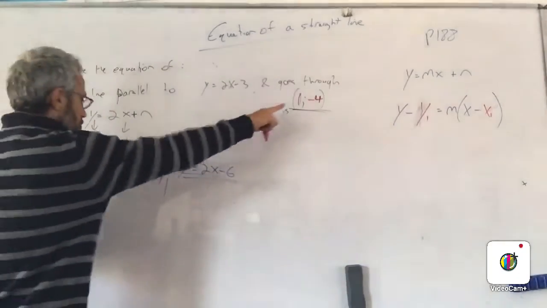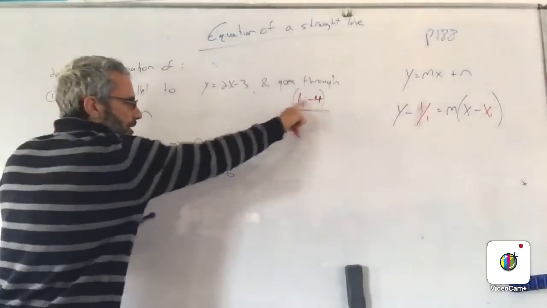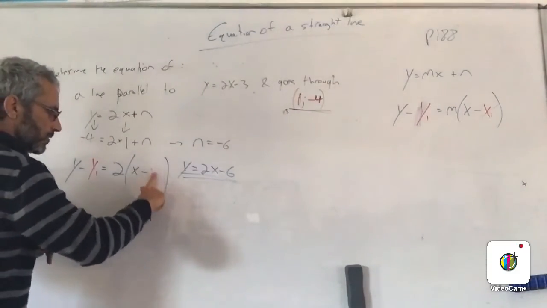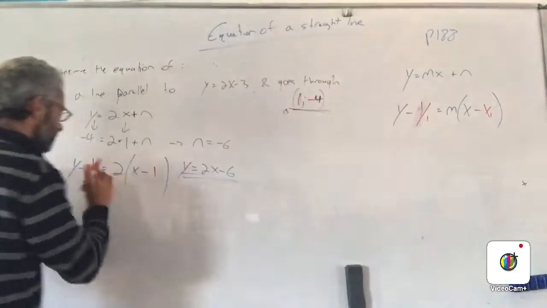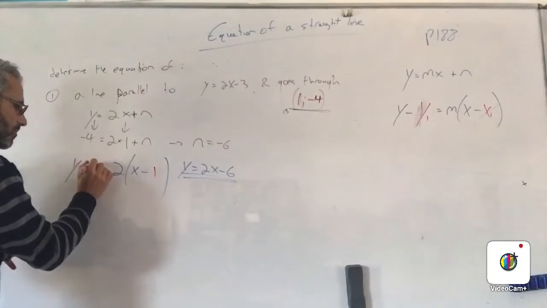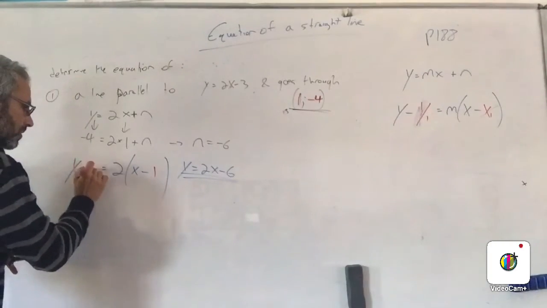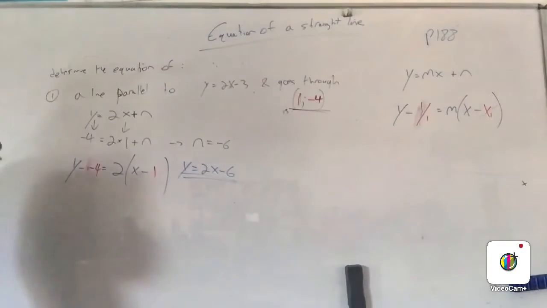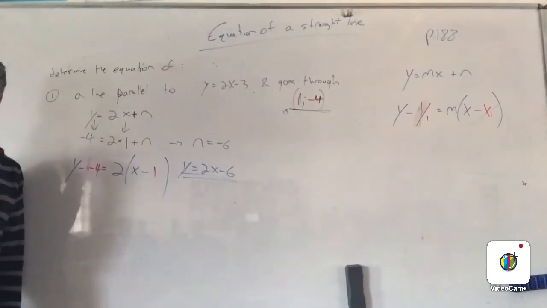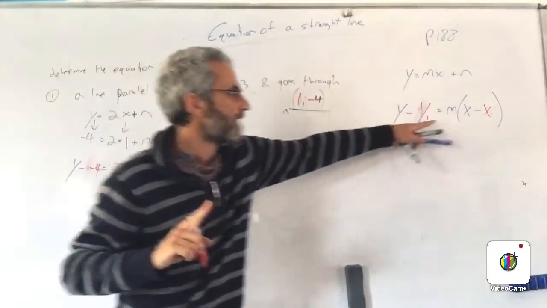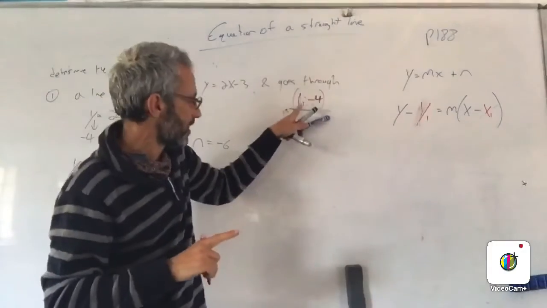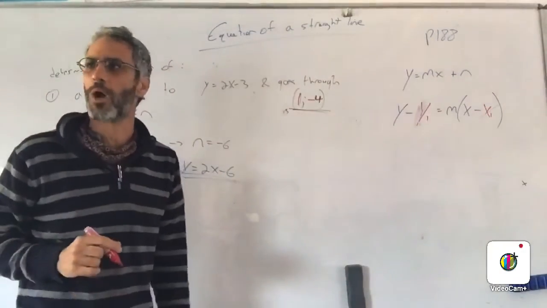Then you substitute, just like we substitute here, but you substitute 1 instead of x1 and minus 4 instead of y1. So you write it like this. Can you see what I've done? I took this formula and instead of x1, y1, I wrote the specific x1 and y1 I got here.